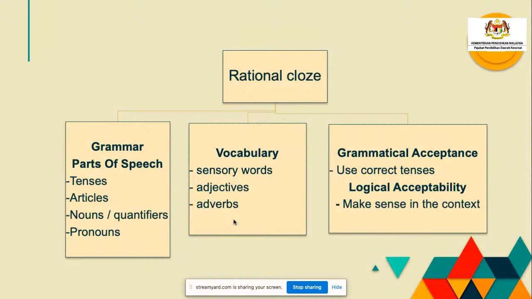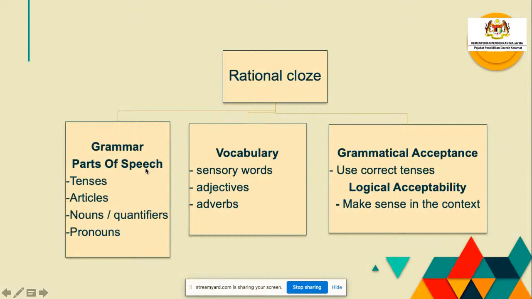Now we are entering the second part of section A, which is rational clothes. Okay, rational clothes. Okay, rational clothes ni, question 9 until 15 ni memang tak ada soalan lain kecuali soalan berkaitan dengan grammar, vocab. Dua ni. So yang ni memang kena study. Yang ni memang kena practice. Yang ni memang kena rujuk cikgu. Okay. So famous, memang guarantee soalan yang keluar adalah parts of speech.